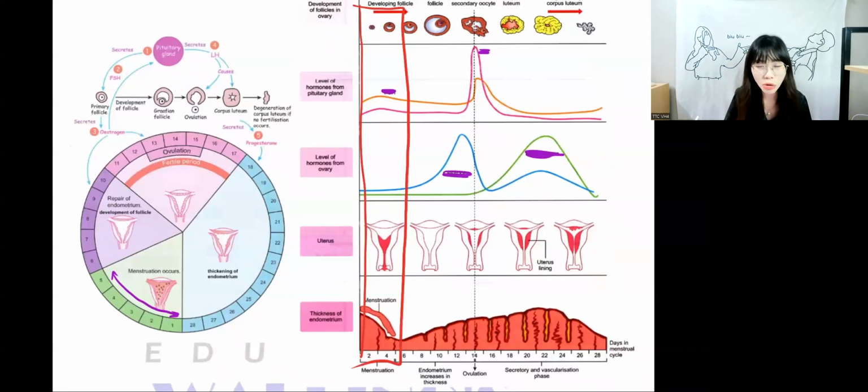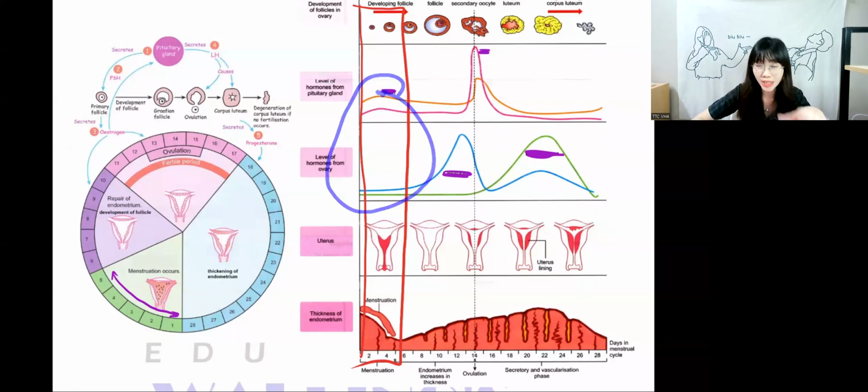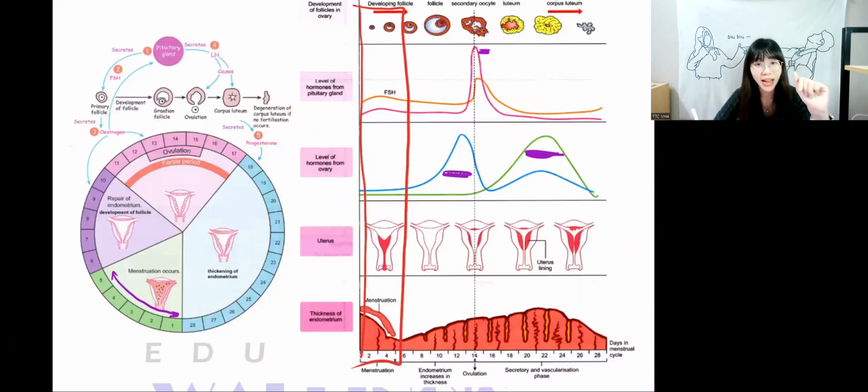Now in day 0 to day 5, we have to think about which hormone is the highest. We find the color first. We have 4 different lines over here on day 0 to day 5. We have orange, pink, blue, and green. Which one is the highest? From these 4, you can see that orange is the highest on day 0 to day 5. So the first one will be FSH, because the first hormone that we learned just now is FSH, number 1. Now second one, day 6.